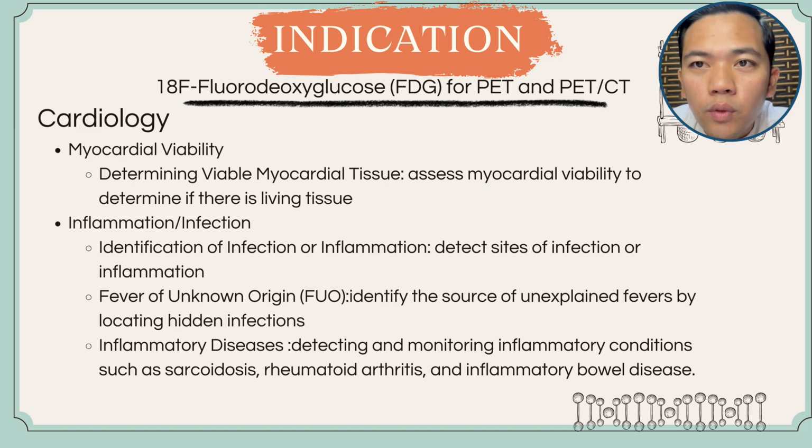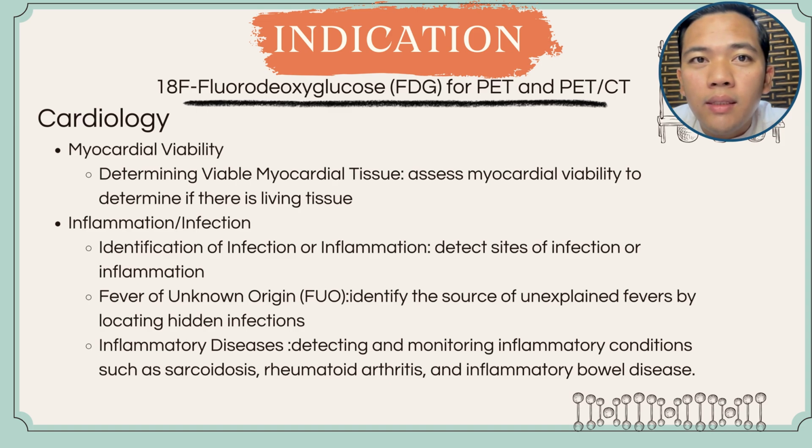Okay, now we go through the indications in cardiology. The first one is myocardial viability. Determine viable myocardial tissue in patients with ischemic heart disease. A PET scan can assess myocardial viability to determine if there is living tissue that could benefit from the revascularization procedure like angioplasty or bypass surgery.